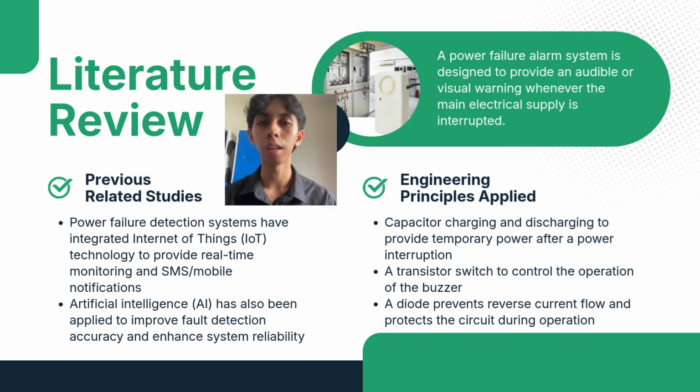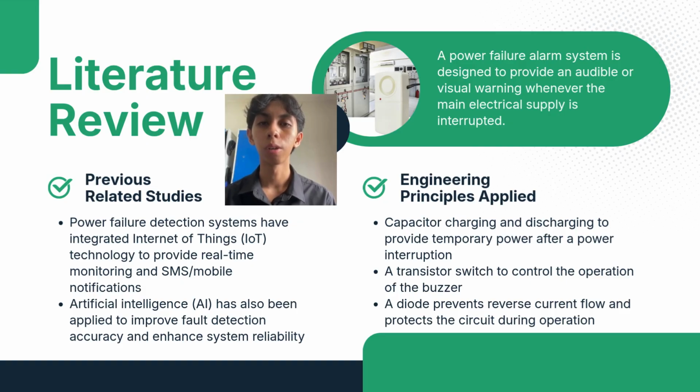A power failure alarm system is designed to provide a warning whenever the main power supply is interrupted. From previous studies, many modern systems use IoT, Internet of Things, technology for real-time monitoring and mobile notifications. Some systems also use artificial intelligence (AI) to improve fault detection and increase reliability.